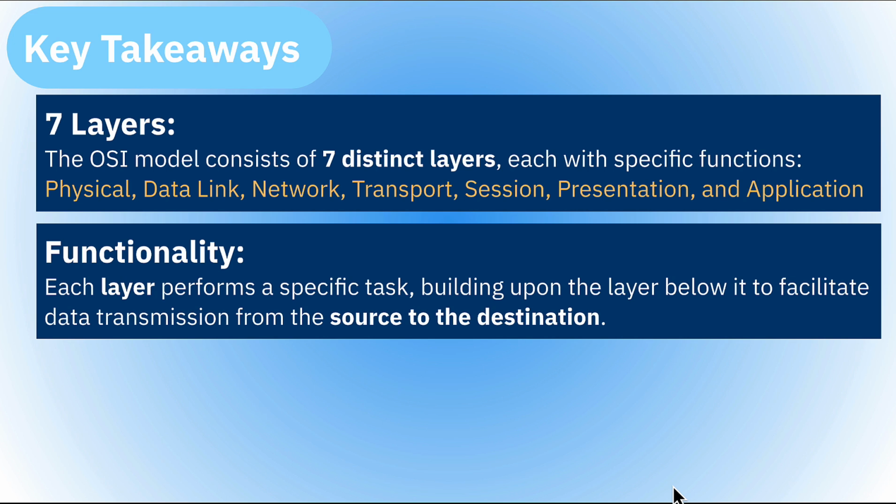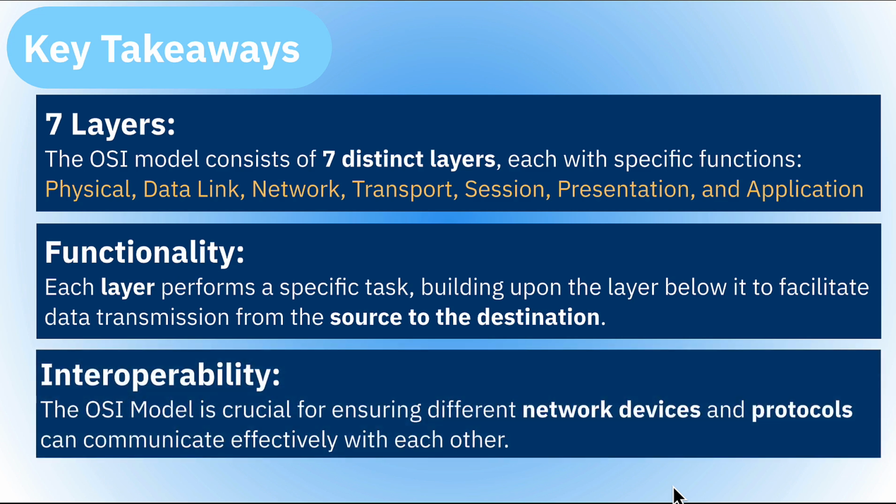Keep that in mind, because we're going to be utilizing this reference model in a couple of other situations. We'll revisit it when we talk about hardware, when we talk about the different protocols, and when we talk about routing as well. So again, it's a very important model. Another thing is interoperability. The OSI model is critical for ensuring that network devices and protocols can communicate effectively with each other.